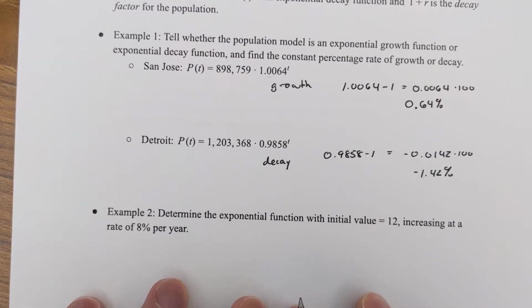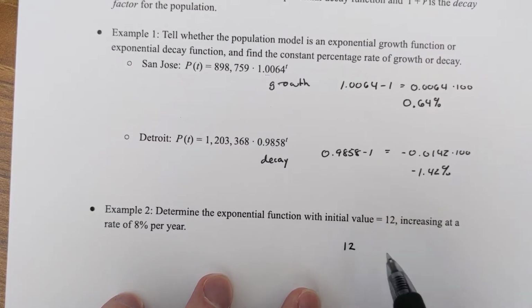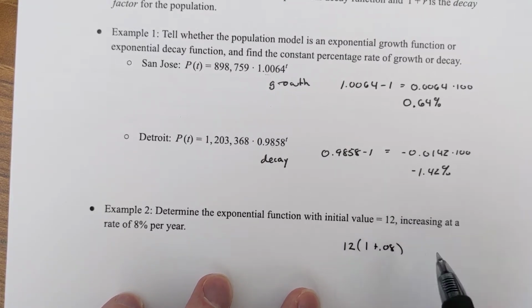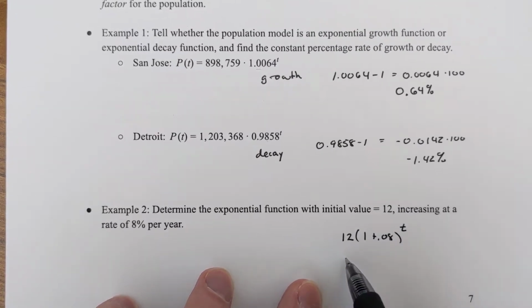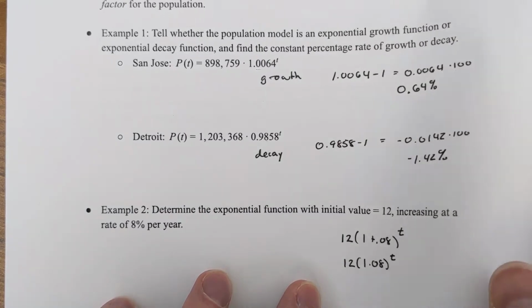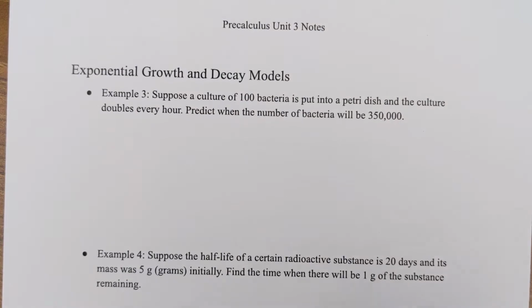Okay, example 2, determine the exponential function with initial value 12, so that's what goes outside, increasing at a rate of 8%, so 1 plus 8% as a decimal, raised to the t. So this becomes 12 times 1.08 to the t power. And that's your equation. All right, so example 3, so it's just word problem-y stuff.